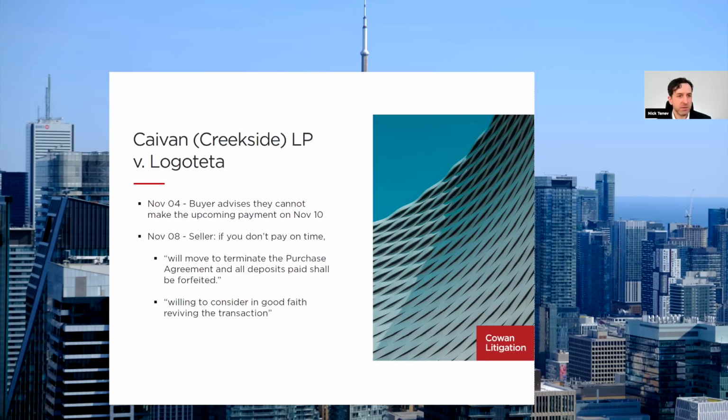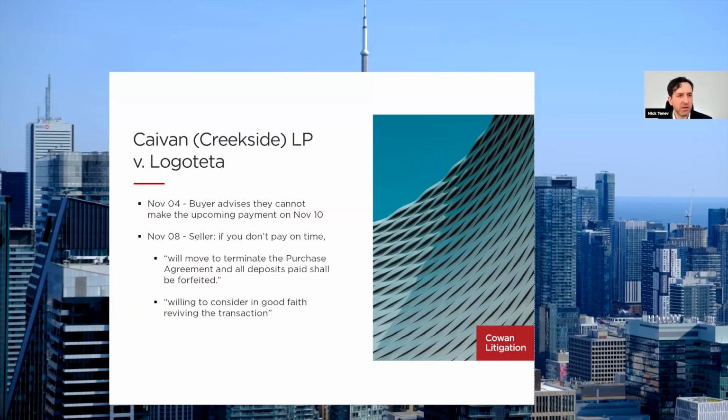And the buyer tells the seller on November 4th that they will not be making that upcoming payment on November 10th. So they're giving them notice saying, hey, we're not going to make that November 10th payment. We're having some trouble with our financing. Apparently they have a house in the UK they're trying to sell and they're having trouble selling it. So they're giving notice that they will not be making that November 10th payment.